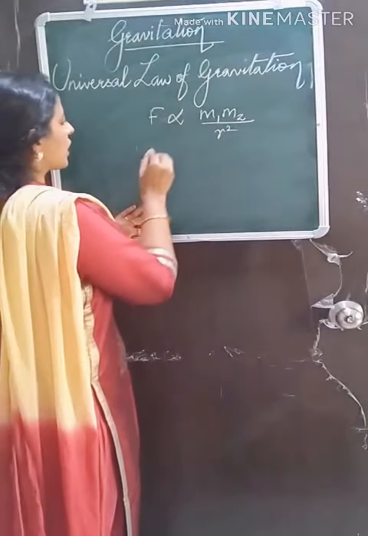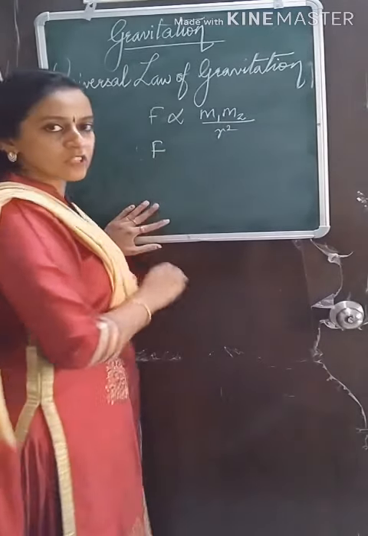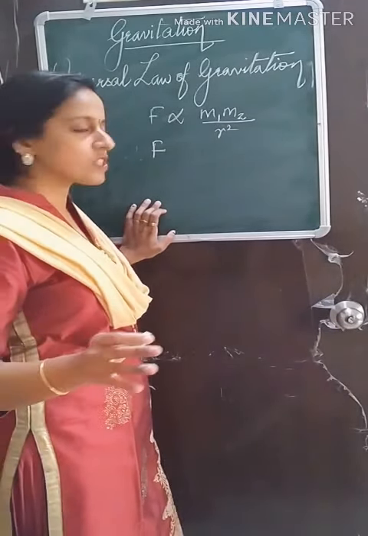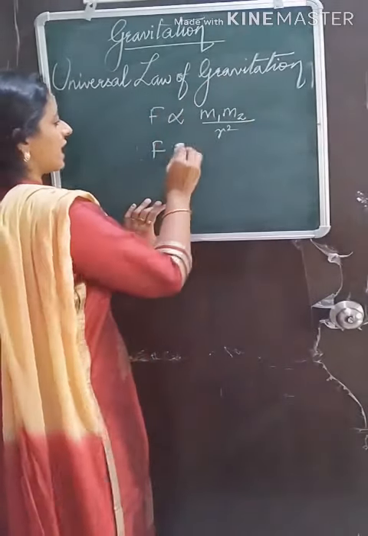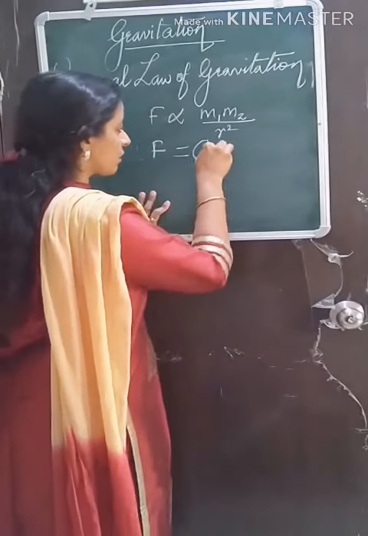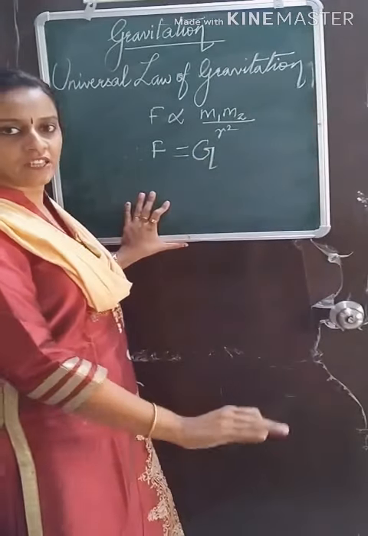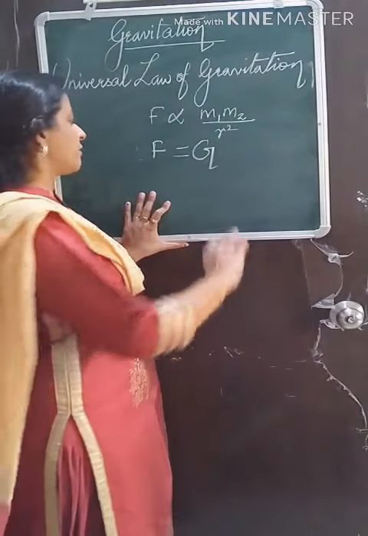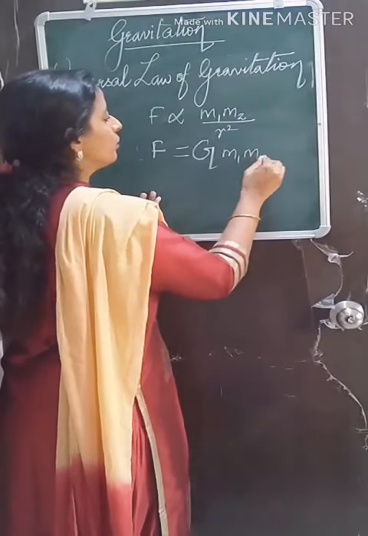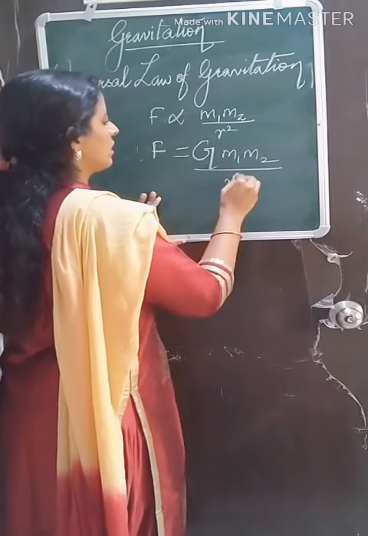Now, if I remove the proportionality sign, you always introduce a constant. In your maths class you had introduced a constant. Here we will introduce the constant as, because it is the universal constant of gravitation, the constant will be capital G. So you can't use any other alphabet. It should be G m1 m2 upon r square.